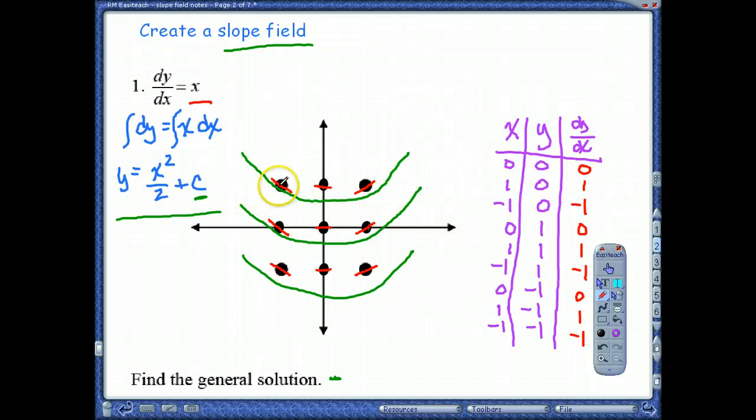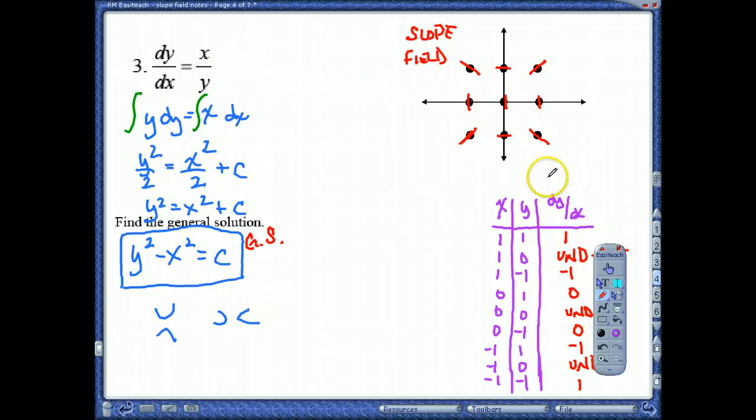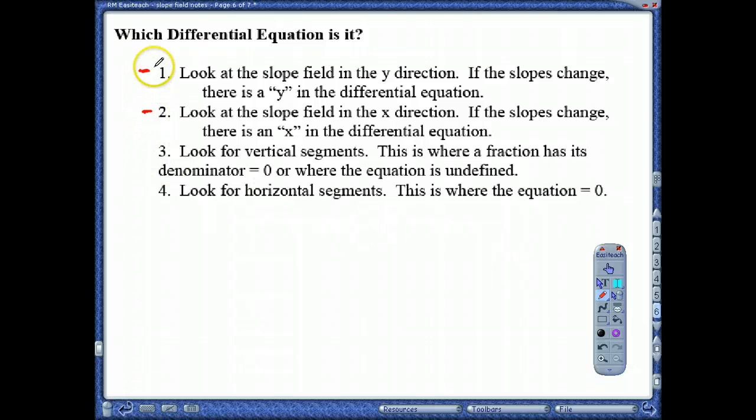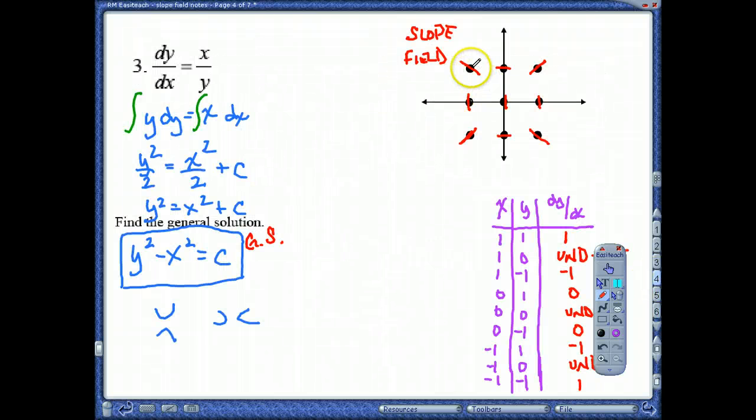So when I look at this first one, notice when I look left to right, the slopes do change, so there is an x in my differential equation. Okay, this guy, as I look from left to right, there's no change, so no x. This fourth one, as I look from left to right, looking in the x direction, there's change, so there better be an x.